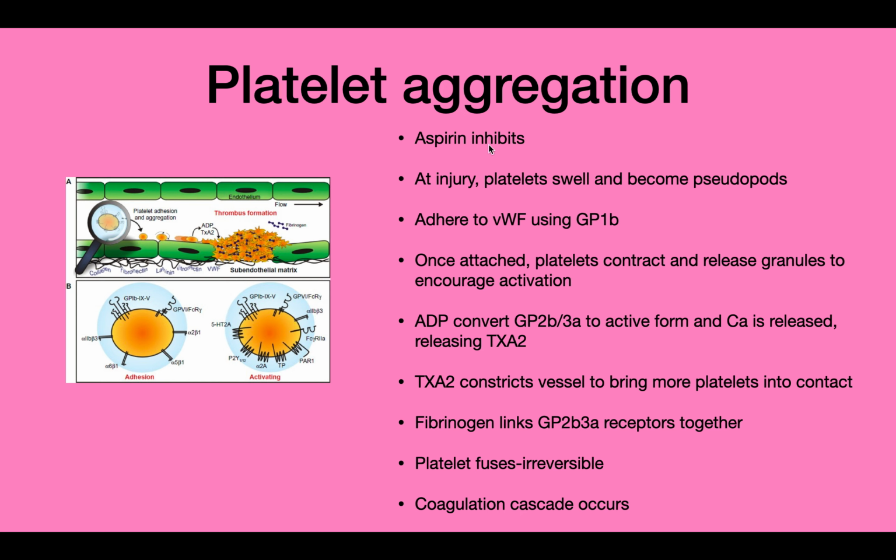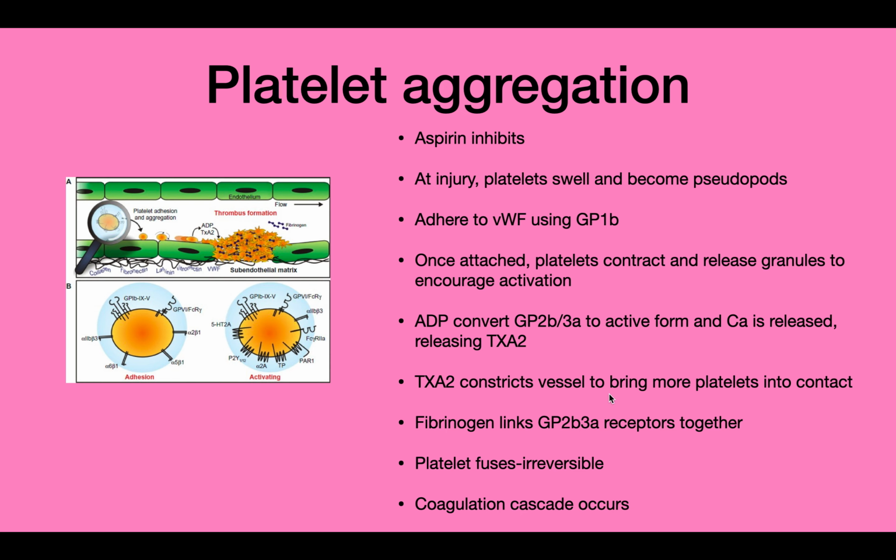Okay, so aspirin will inhibit platelet aggregation, and at the injury, platelets will come, bind, and they swell, and then they become something called a pseudopod. Let's see, we already went through this. Once attached, the platelets will contract and release the granules, activating all of the platelets. ADP is going to convert GP2B3A to its active form. Calcium is going to be released, releasing the thromboxane A2.